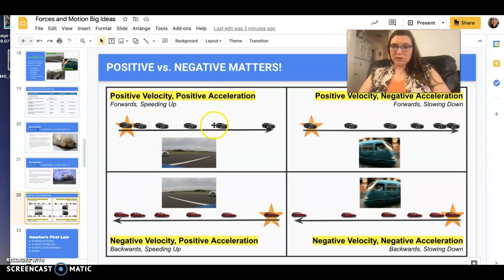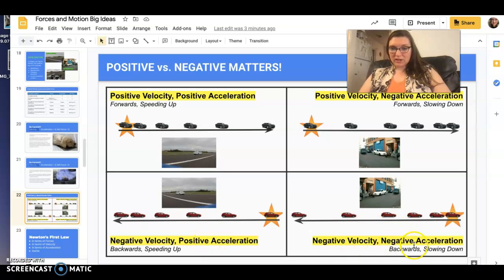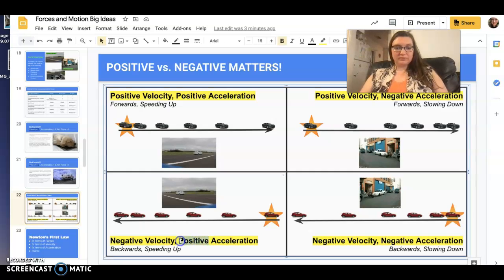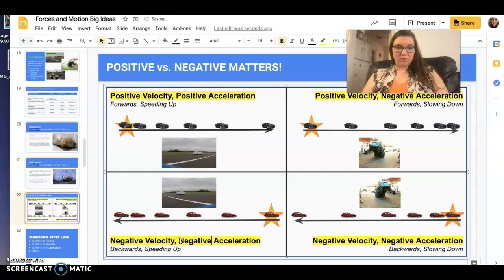So yeah, forward, speeding up, forward, slowing down, backwards. This is actually backwards. This should be backwards, speeding up is going to make you go faster and faster, and backwards, slowing down is going to be a negative velocity, positive acceleration. Just fix that real quick. And positive.